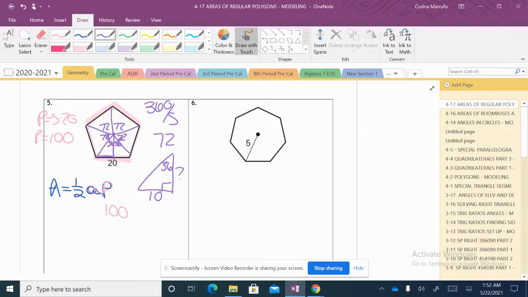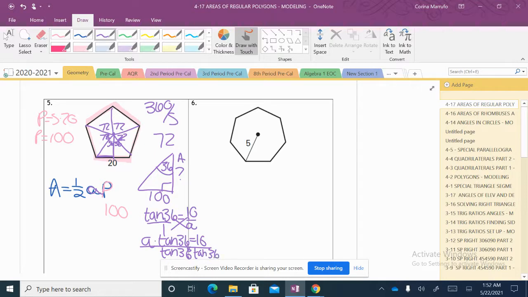And we need this side right here. Okay, so if this is the angle that they gave us, this is my adjacent side, and this is my opposite side. So we're trying to look for the adjacent, so we're going to use tangent of 36 equals my opposite, which is 10, over my adjacent, which is 8. We put that over 1 and cross multiply. So 8 times tangent of 36 equals 10.